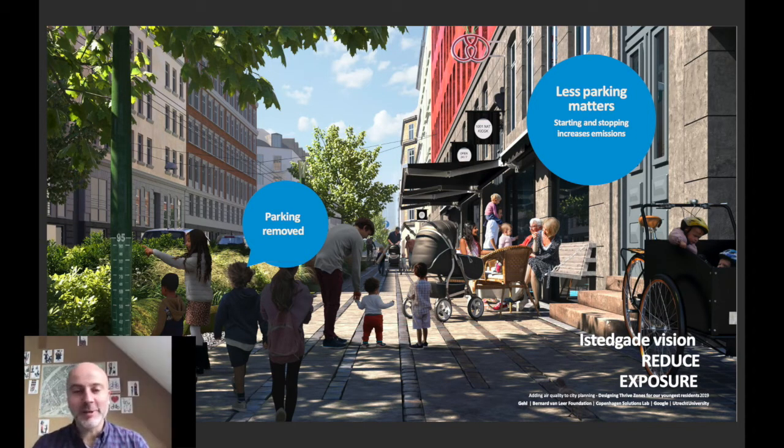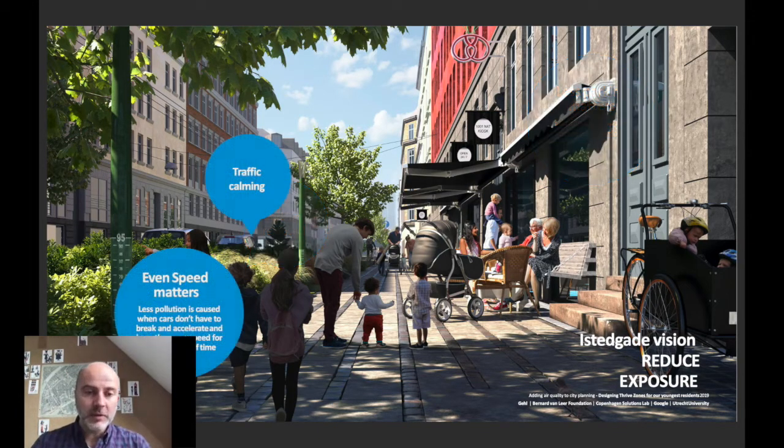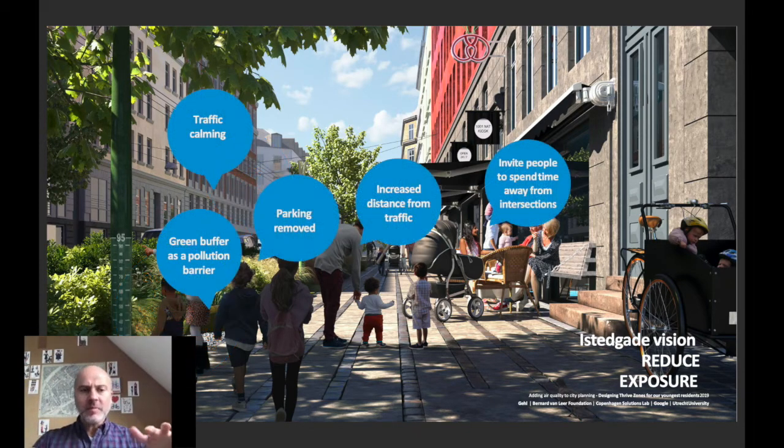If there's less places to park, less vehicles travel, and even try to think very much about slow traffic speeds. Constant and consistent speeds are also better than braking and accelerating in terms of air pollution. So we can put all of these elements together and create basically a new vision for the street that looks and feels like Copenhagen, but has some additional elements.